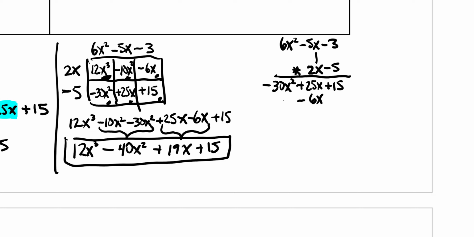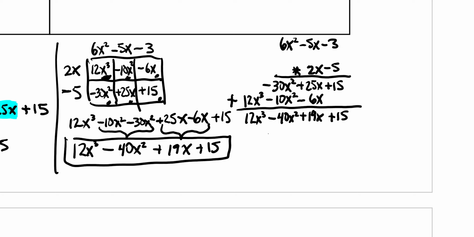2x times negative 5x, that'd be minus 10x squared. And then 2x times 6x squared would give us 12x cubed. And now I have done the multiply part, and now I'm going to do the add part. So this plus 15 has nothing to combine with. These two combine to give us plus 19x. These two combine to give us the negative 40x squared. And then finally, I've got 12x cubed, which has nothing to combine with, so it stays the same.